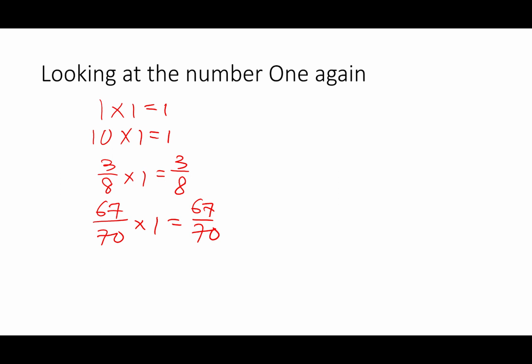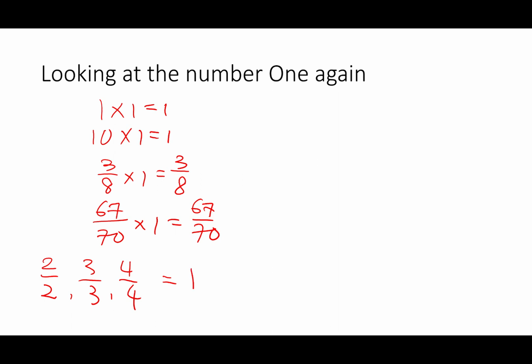Now remember, when a fraction has the same number in both the numerator and the denominator, the value is 1, right? In other words, if I have 2 over 2, or 3 over 3, or 4 over 4, all of these are equivalent to 1.